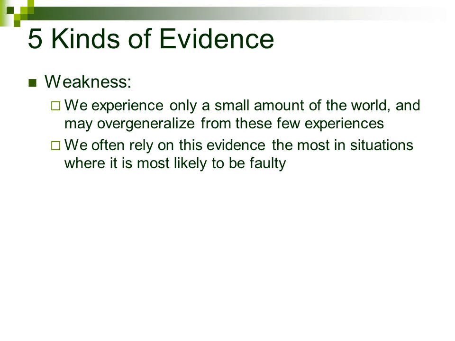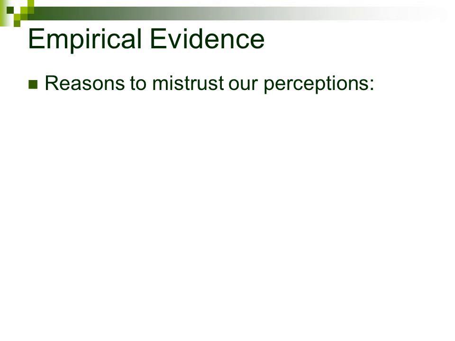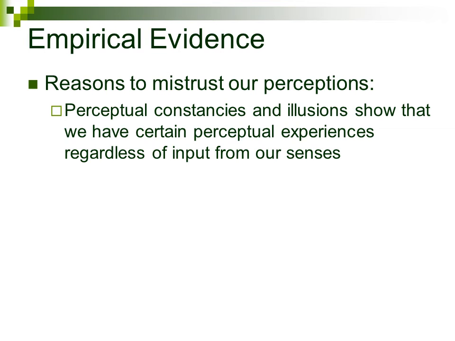But as we'll see, these are the situations where errors in empirical evidence, either in perception or memory, are most likely to occur. So along those lines then, we're going to begin by talking about some reasons to mistrust our perceptions, and then we'll discuss some reasons to mistrust our memories. So first, reasons to mistrust our perceptions. One reason is that perceptual constancies and illusions show that we have certain perceptual experiences regardless of input from our senses. If you take a class like Sensation and Perception, you'll see a lot of examples, but let me just give you a couple examples of some visual illusions.